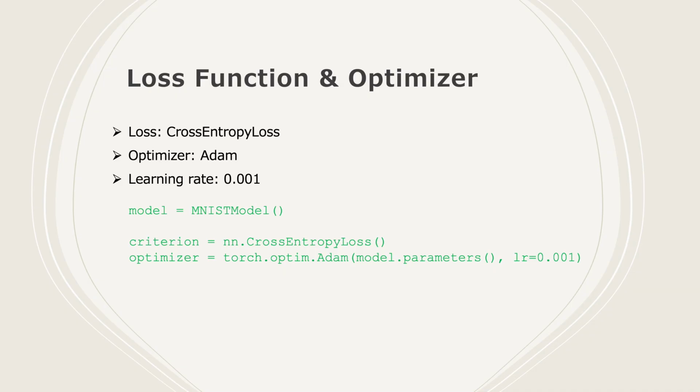Then we initialize everything in code. We first create an instance of our model by calling MNIST_Module. Next, we create the loss function using nn.CrossEntropyLoss. Finally, we create the optimizer using torch.optim.Adam, and we tell it to update all model parameters using the learning rate we defined. This completes the setup needed for training. We have a model, a loss function, and an optimizer.